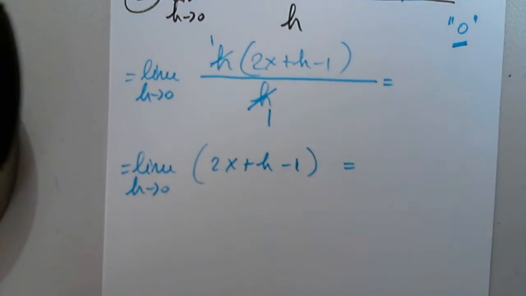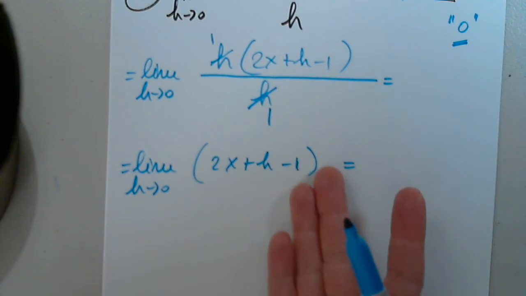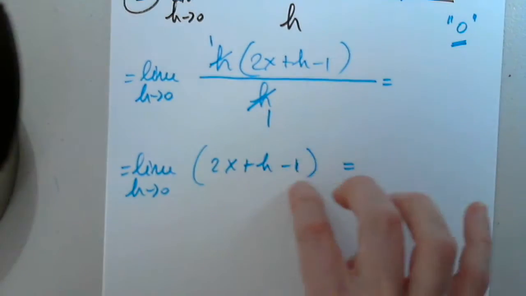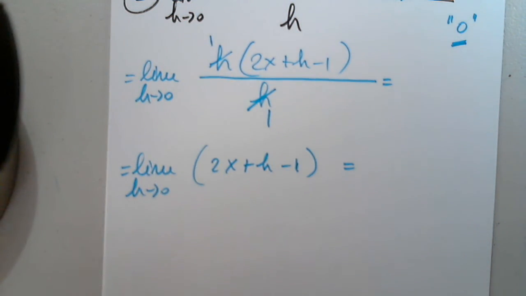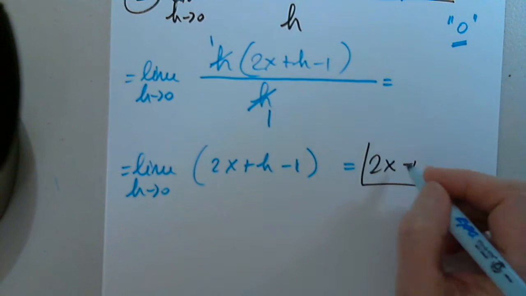Can anyone tell us what are we calculating? The limit of what? What is this? How do we call this? The limit of a polynomial. This is a polynomial. So how do we calculate the limit of a polynomial? Plug it in. So please plug it in and give me the answer. 2x minus 1. That's it.